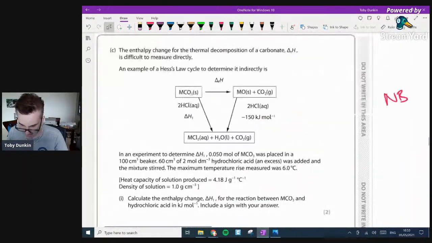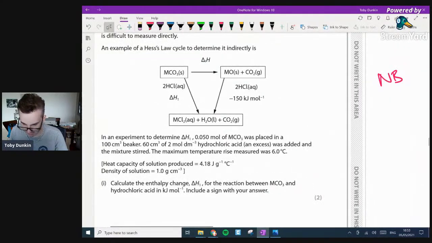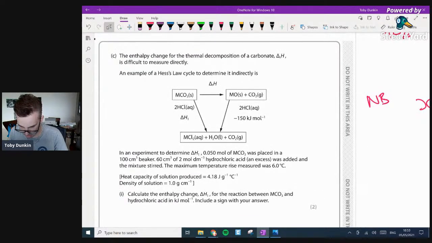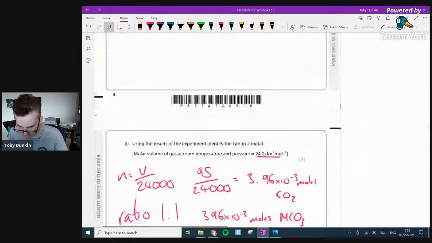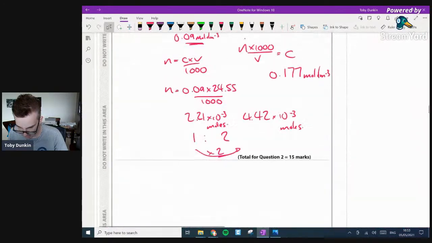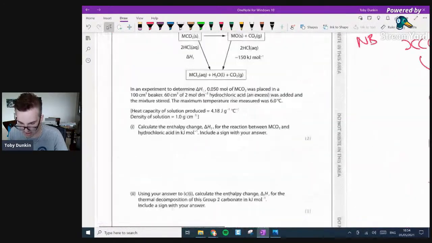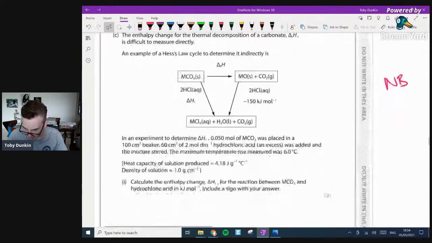So, they've given us a Hess cycle. Nice and easy. Calculate the enthalpy change for the reaction of MCO3 and hydrochloric acid. Reaction number one. Have we just calculated that? No. Has it told us that? No. Okay, read the question. The Hess cycle, because we've got two Hess cycles, two things that are missing. It's only two marks.